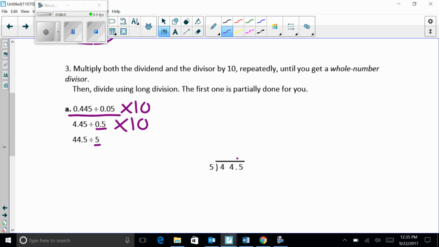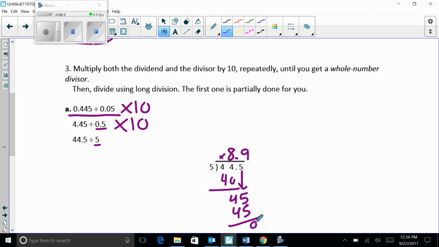So I'm going to come over here, I'm going to pull my decimal up because I know it's going to be there. 5 doesn't go into 4, but 5 goes into 44 8 times, which is 40. I have 4 left over. Bring down that 5. So 5 goes into 45 9 times, which gives us 45, and we zero out. So because we zero out, that means that our answer is correct.